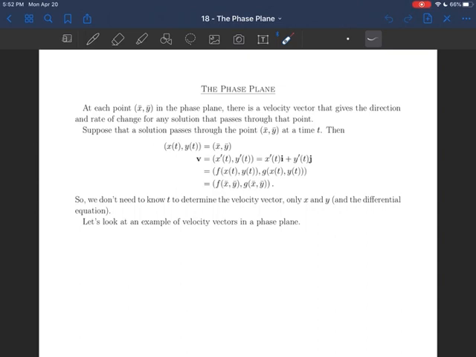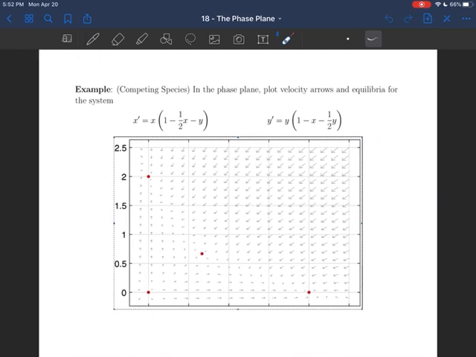And that's why this phase plane idea is going to be so useful, because whatever the velocity vector is at a particular point, it's always going to be the same, no matter how much time elapses. It's not time dependent. Okay, so let's take a look at an example of what velocity vectors in the phase plane look like. So this is the competing species model that we've talked about last time. And I've given the phase plane here from a little less than 0 up to about 2.5.